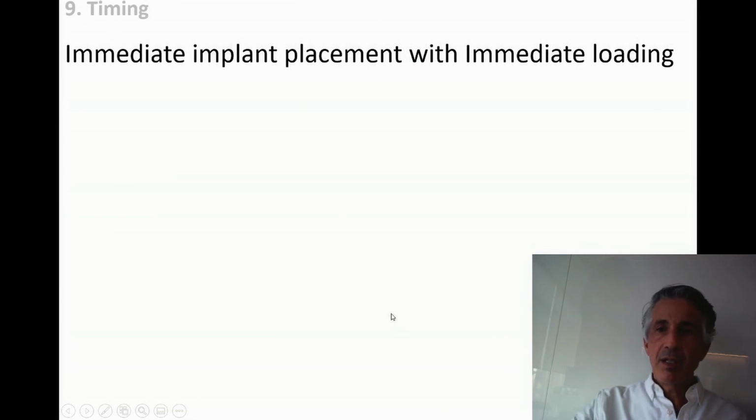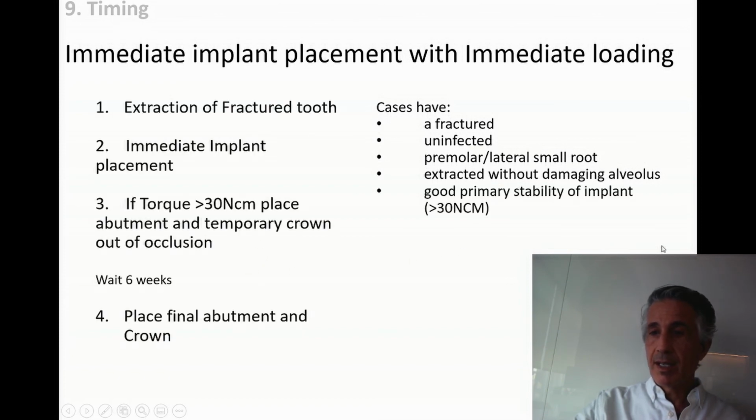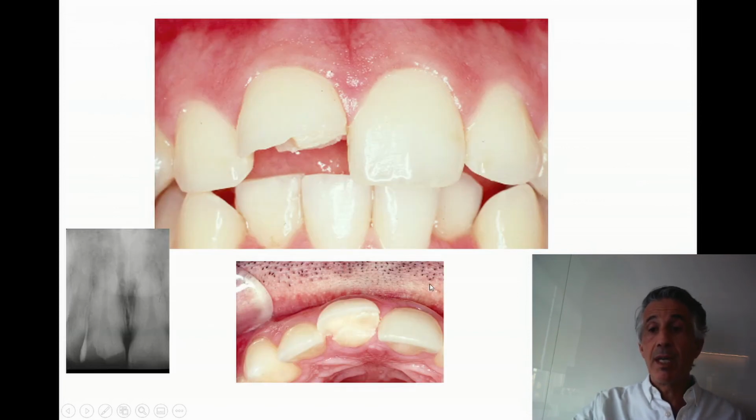Then there's immediate implant placement with immediate loading, and this is for the movie stars and the NHLers. So you have a fractured tooth, uninfected. This will be good for small roots, for example, or central incisors where you get good primary stability and without any damage to the alveolus. So hockey puck to the head, take the tooth right away, put the implant in right away, excellent torque, good perio condition, put on a temporary crown right away, but keep it out of occlusion. And then after 6 weeks, usually later, then the porcelain crown is placed. So immediate implant placement with immediate loading.